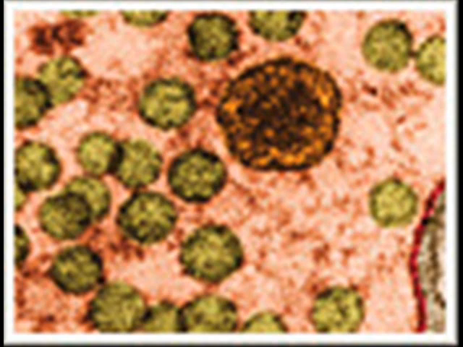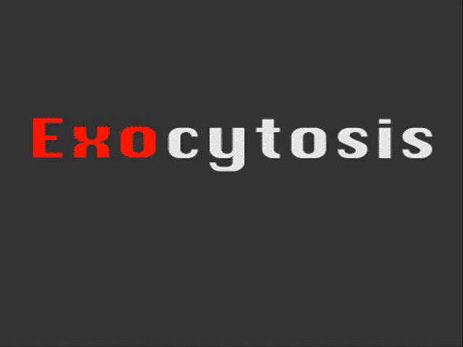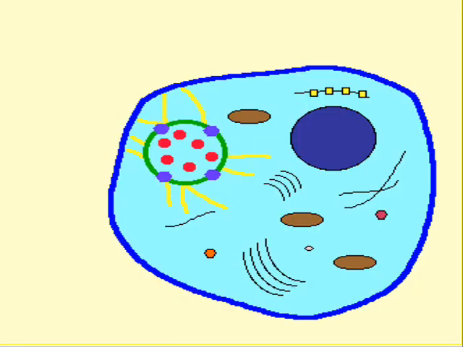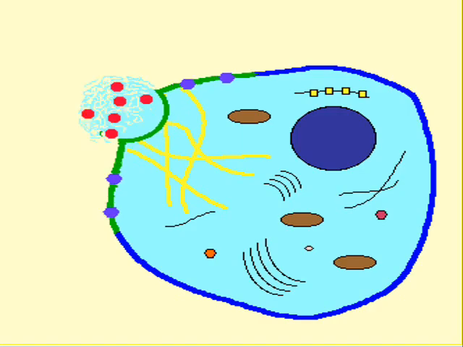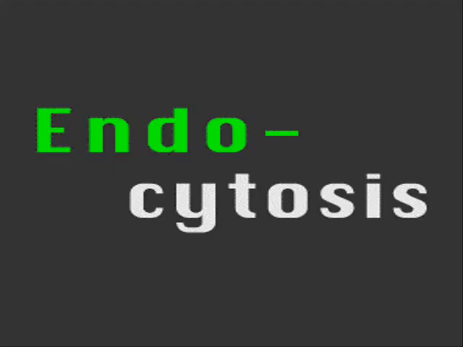Many substances, such as proteins, are too large to be transported by carrier proteins. Instead, they cross the cell membrane in vesicles. Exocytosis is the movement of material out of the cell by means of a vesicle. Endocytosis is the movement of a large substance into a cell by means of a vesicle.